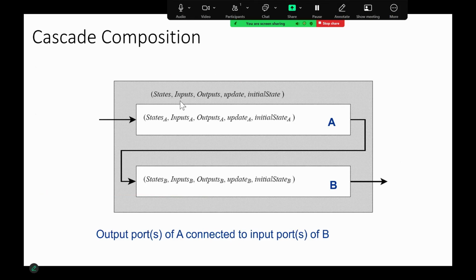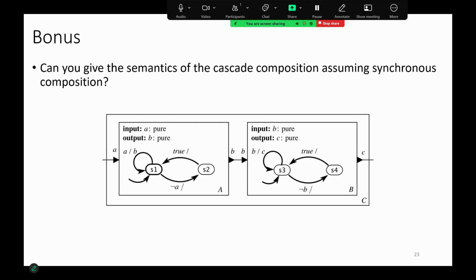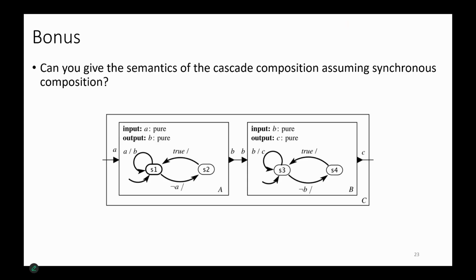So here the states, input, output, update, initial state of the composition, and the output port of A is connected to B. And then as a bonus question, can you give the semantics of the cascade composition assuming synchronous composition? So cascade and synchronous.